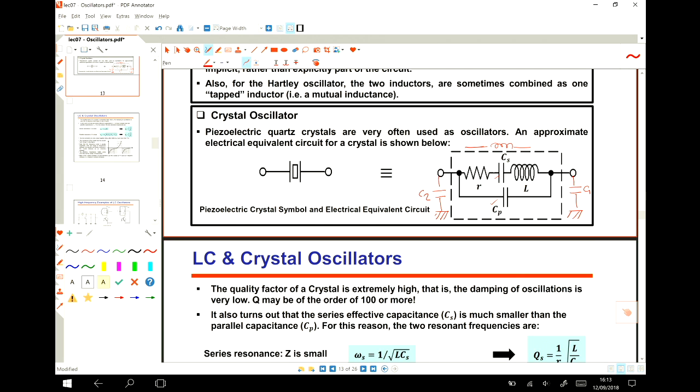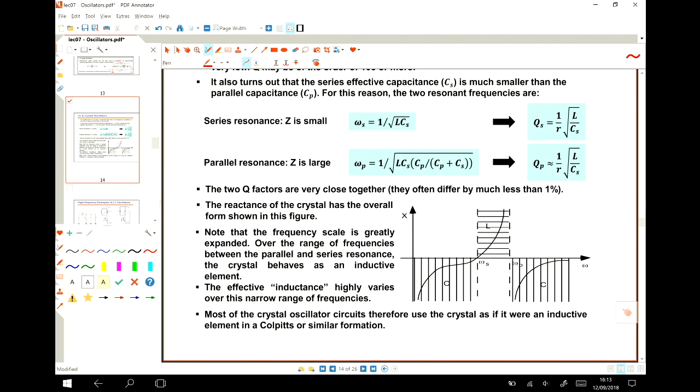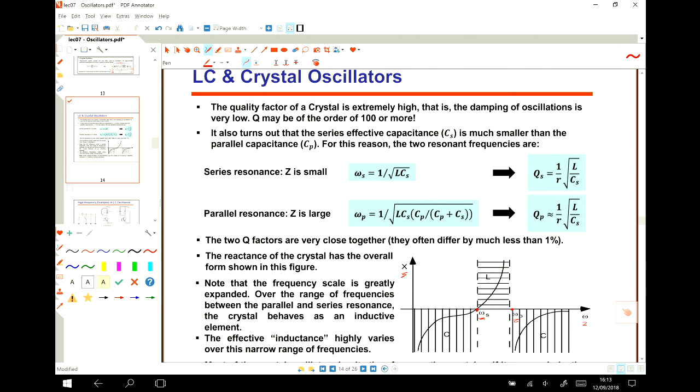But these two resonant frequencies are very close to each other. I mean, if you look at the impedance of a crystal versus omega, then you see that it has one resonance frequency here and one resonance frequency here. I mean, at 2 points, it gives you an impedance equal to 0. Okay? So at omega S and omega P, at both you can have an impedance of 0. But these two are very close to each other. And then based on these two, we find these two Q factors.